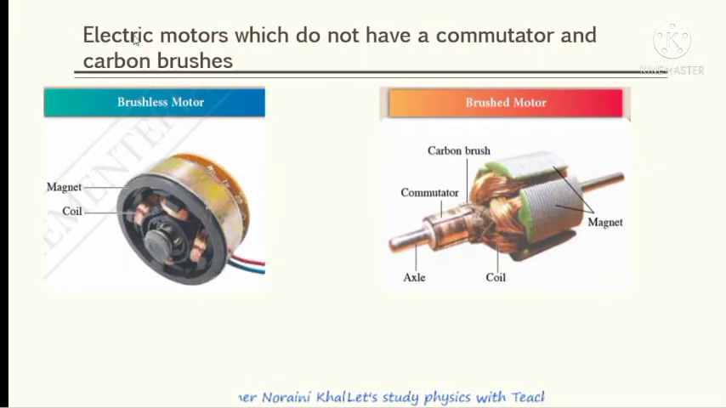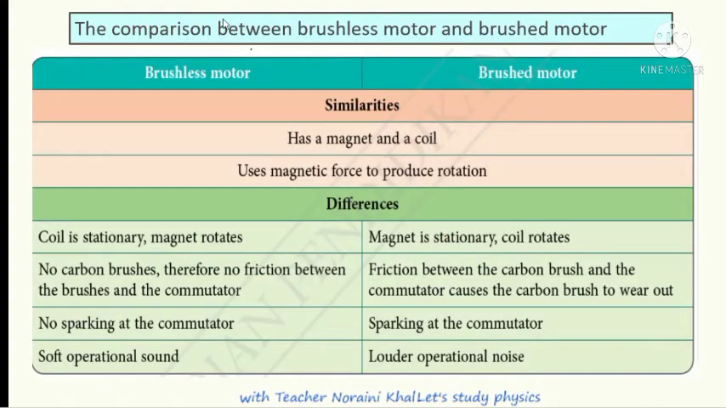For electric motors which do not have commutator and carbon brushes, we have brushless motor and brush motor. So this is brushless motor and this is brush motor, the components. So what are the advantages of using brushless motor as compared to brush motor? Let's look at the comparison between brushless motor and brush motor.